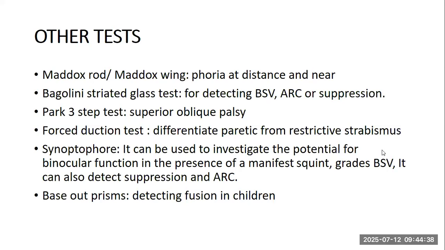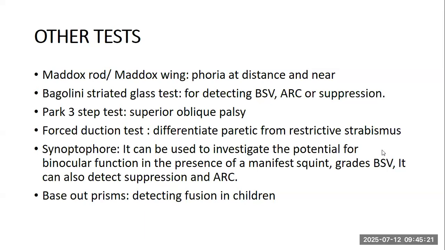The Parks three-step test: depending on the history, if you have a child presenting with a chin lift, and you have an eye that has a hypertropia, you would want to do the Parks three-step test, where there are three steps. In the first step, you want to know which eye is elevated in primary position. Then in the second step, you want to check if the hypertropia is worse on opposite gaze. And in the third step, you want to check if it's better on opposite tilt. So that's for superior oblique palsy.